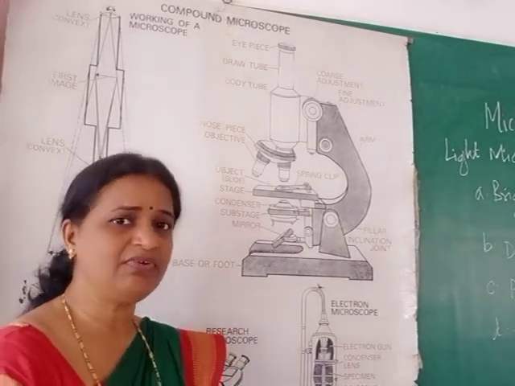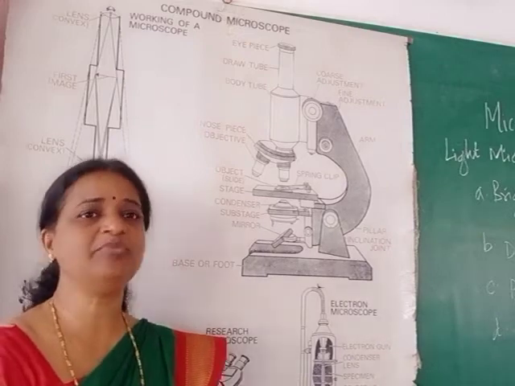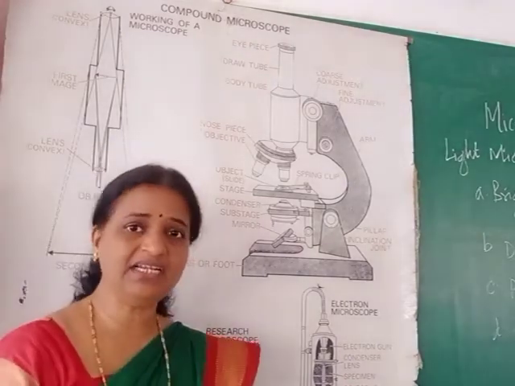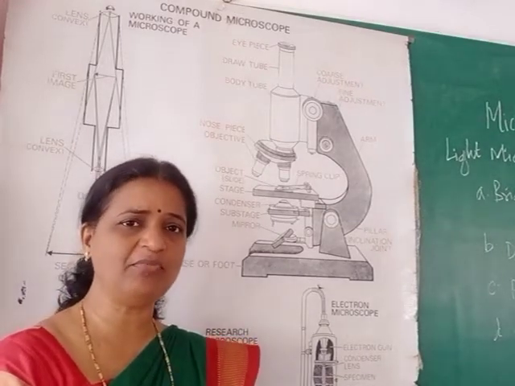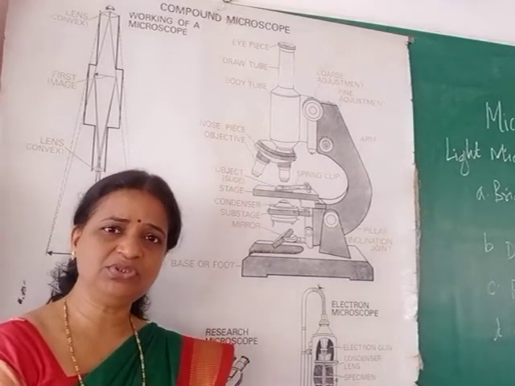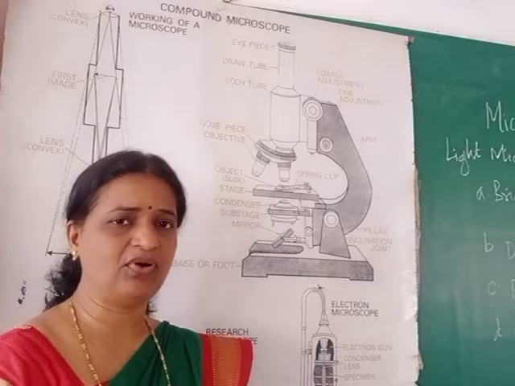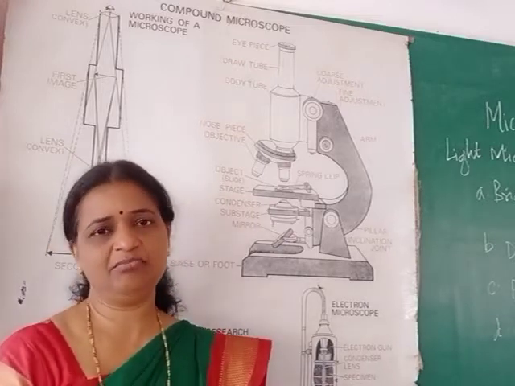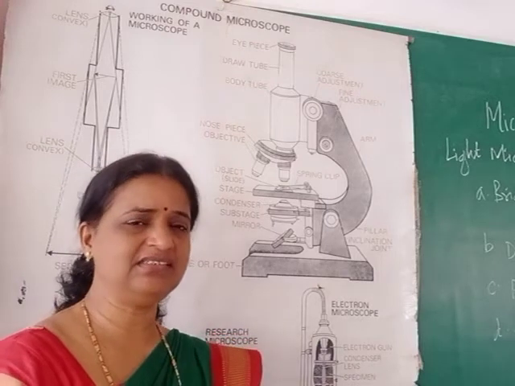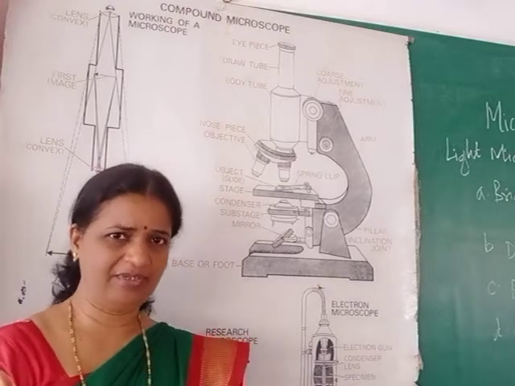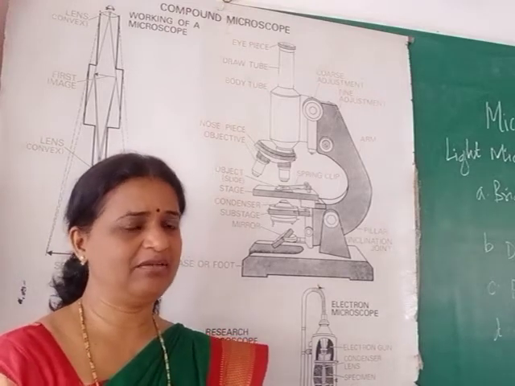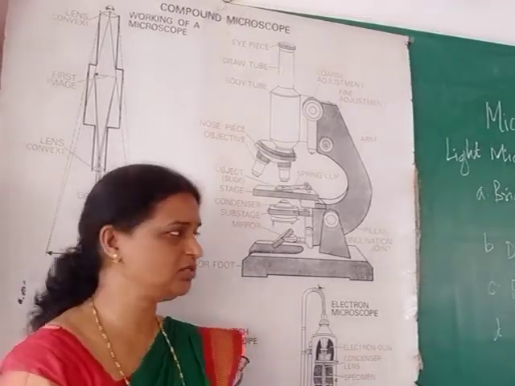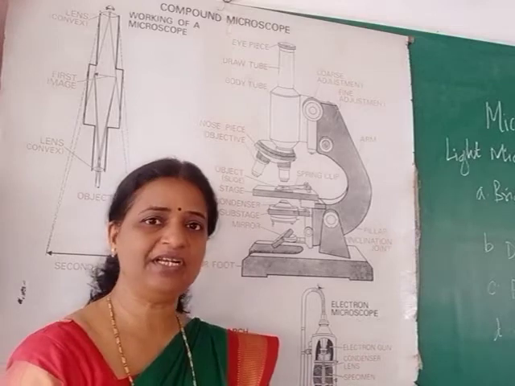Now next, a very important part of the microscope is the optical parts of the microscope. Optical parts are again divided into two types. Some optical parts are used for illumination, for focusing the light on the object. These are called the illuminating parts of the microscope. And the second type of optical part is the magnifying parts of the microscope. Now let us go to the illuminating part.